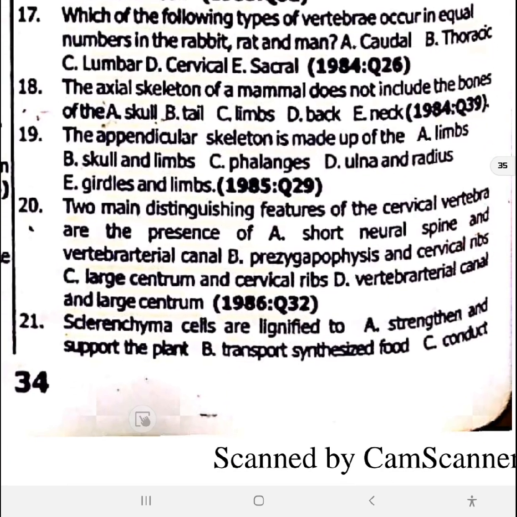20. Two main distinguishing features of the cervical vertebra are the presence of, don't forget, for the thoracic, everything is large. Cervical is slightly different. We touched it already. Short neural spine and vertebral canal. 20 is option A.